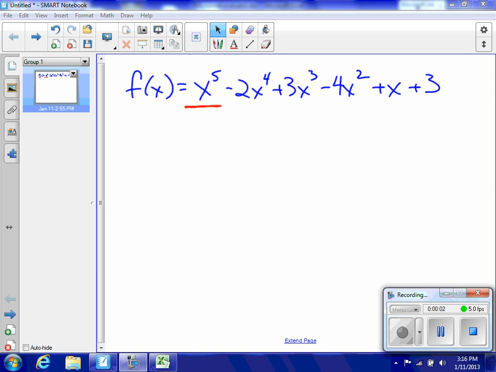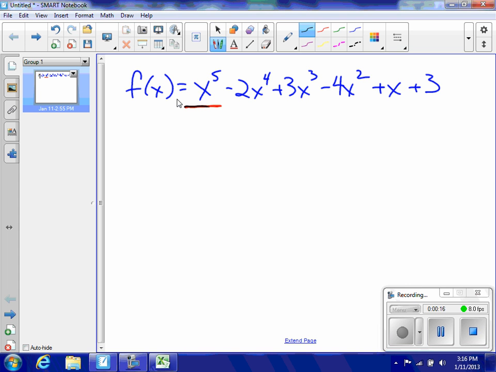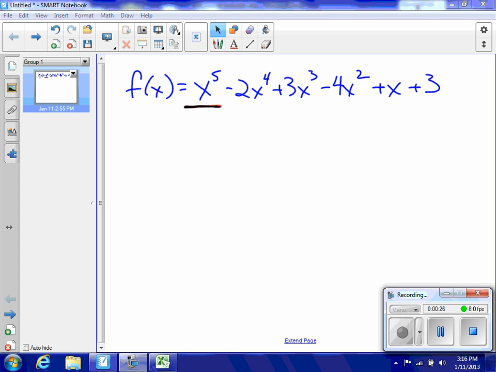Let's talk about end behavior of polynomials, and why the end behavior of the graph of a polynomial is determined by the highest power of the polynomial and its leading coefficient. Rather, the sign of its leading coefficient.